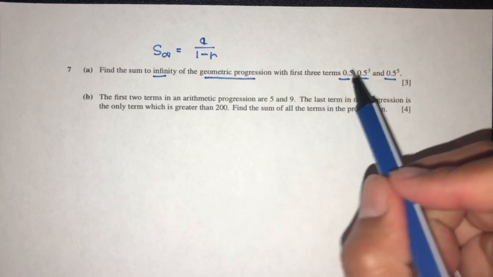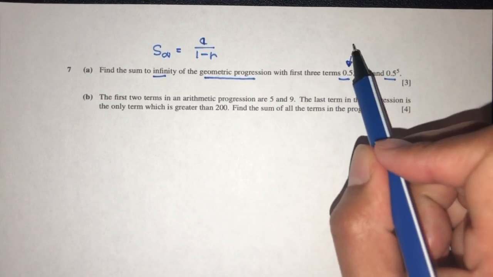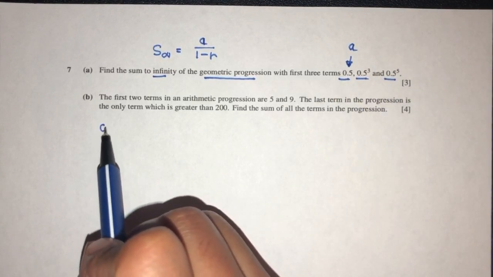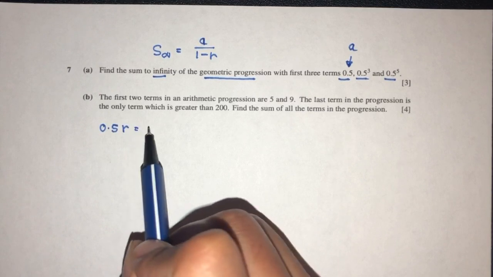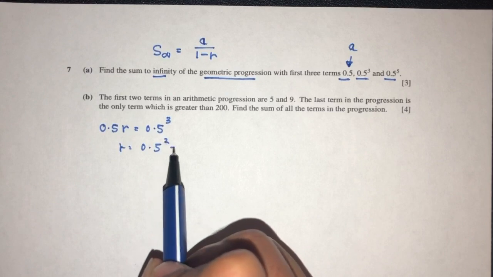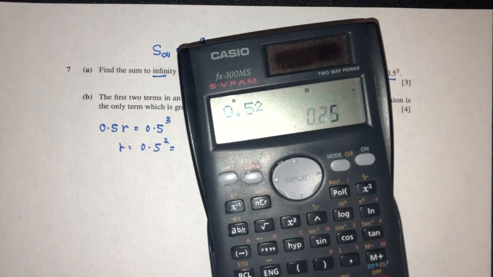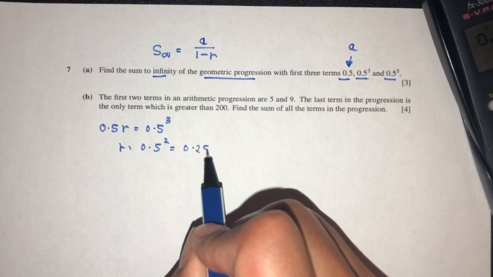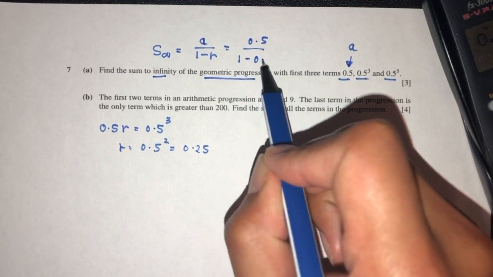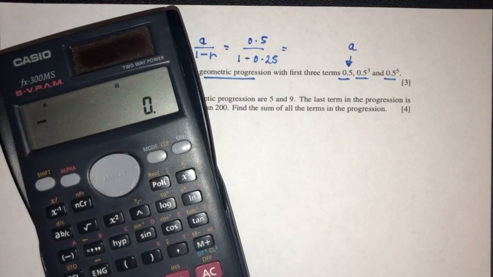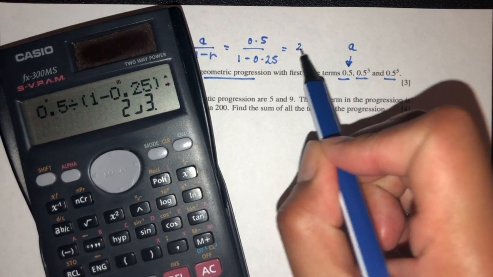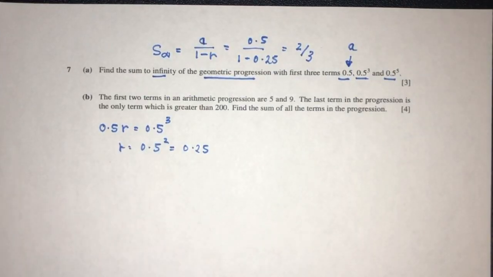So here we have the first term is equal to 0.5. First term is obviously a. And what is the common ratio? We understand that to find the common ratio, we take what? The first term multiplied by r will give you the second term, which means r has to be 0.5 squared. 0.5 squared is 0.25. So the value of r is 0.25. Just replace back in the equation. A will be 0.5. 1 minus 0.25 should be what? Should be 2 over 3 as your sum to infinity. That is part 1 of the question.